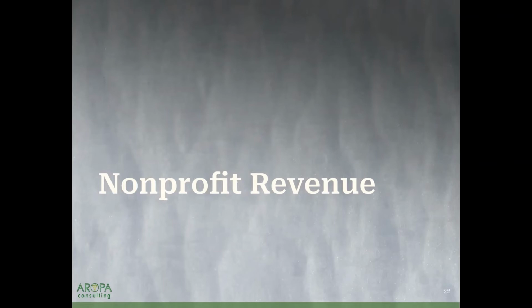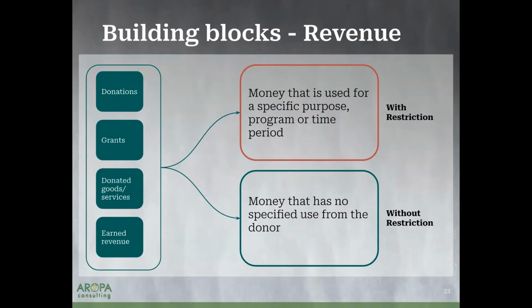So, nonprofit revenue. Here's a quick summary of the slide from before, right? We have 4 buckets in revenue, and we have with restriction and without restriction. Remember, you have both the category of your revenue, which is donations, grants, donated services, or earned revenue, but then you need to know, is it with or without donor restriction?